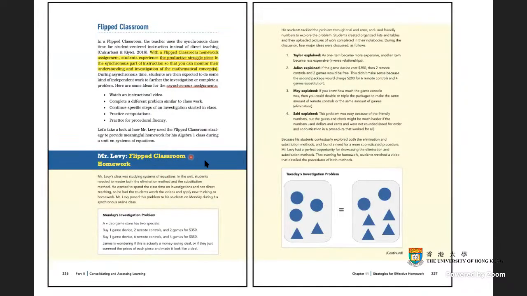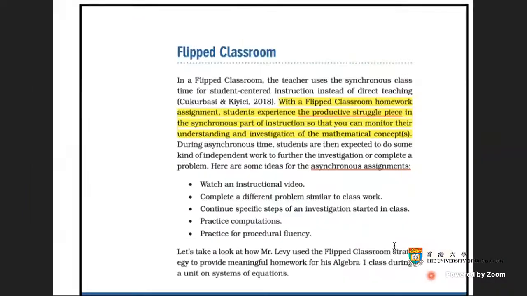So within this book, there's also a section under the title of homework, actually: consolidating and assessing learning. And within it, you can see one strategy is based on the flipped classroom. If you zoom in, you will find that the author here distinguishes between synchronous and asynchronous activities, because basically the author is more interested in online teaching.